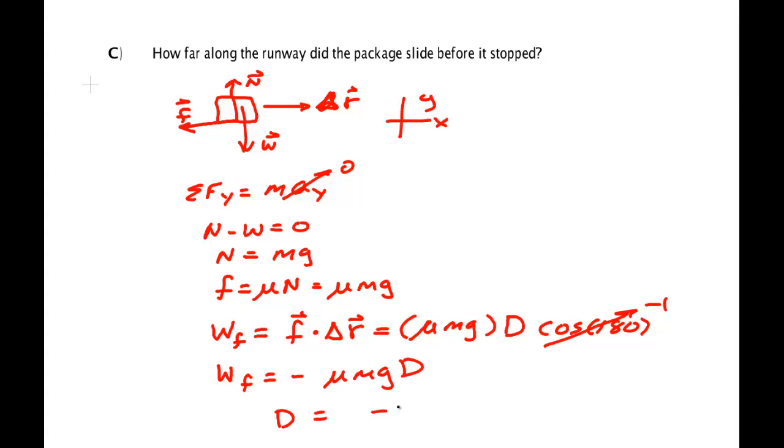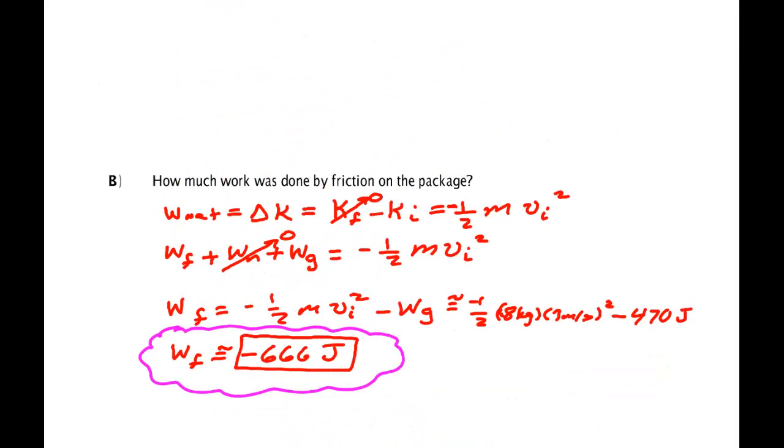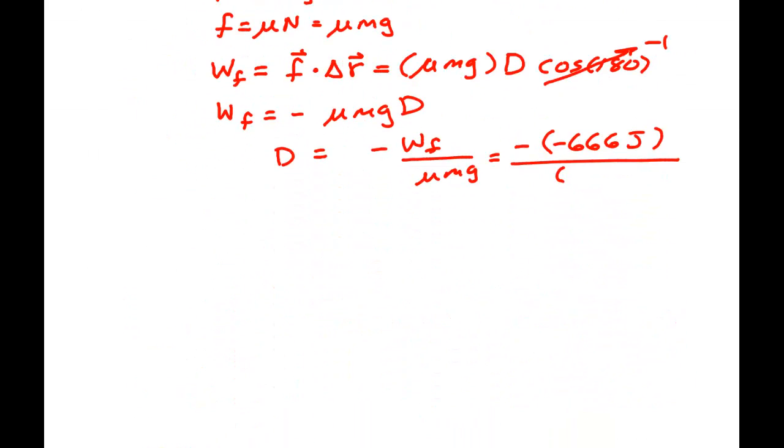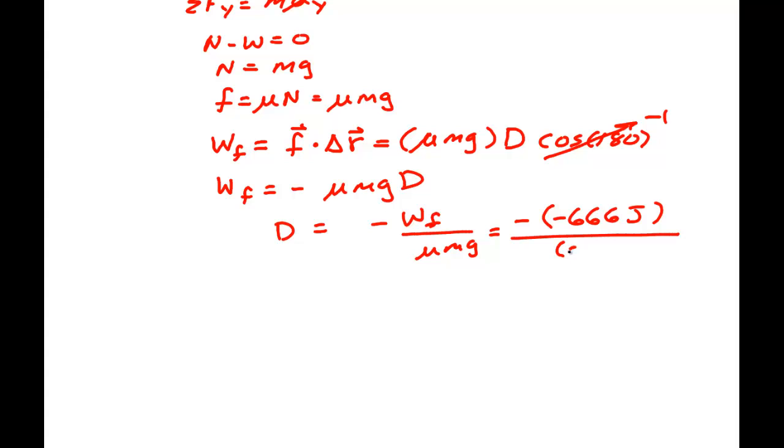So d is minus the work by friction divided by mu mg. Well, that's minus a minus 666 joules divided by, I believe we had an 8 kilogram block, and we had 0.25 for the coefficient of friction. 0.25, 8 kilograms, 9.8 meters per second squared. So 666 divided by 9.8 divided by 0.25 divided by 8, 33.979. The distance is 34 meters.